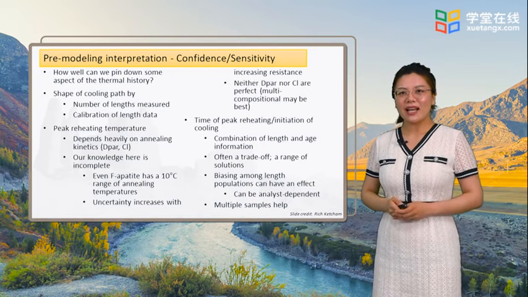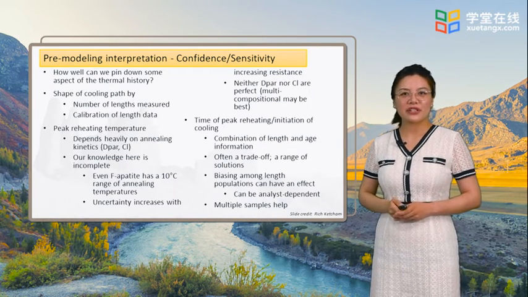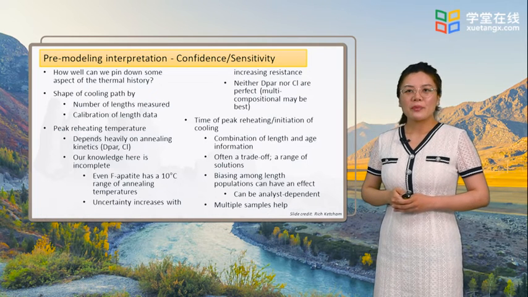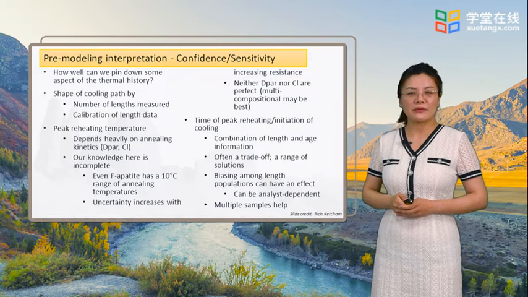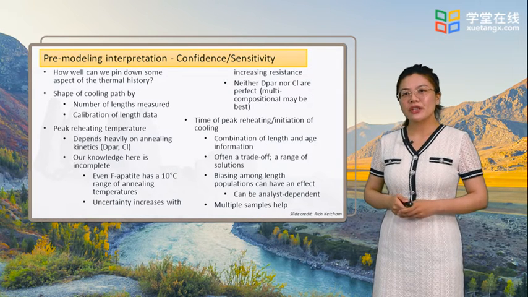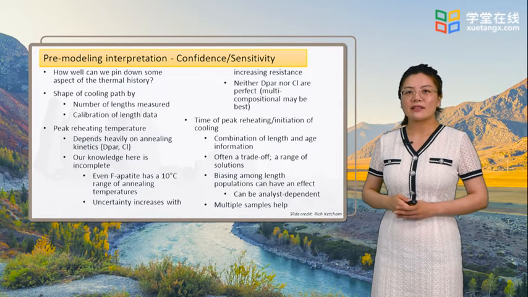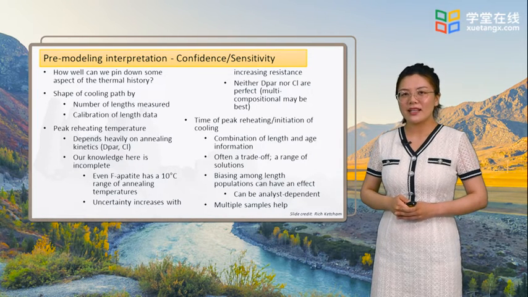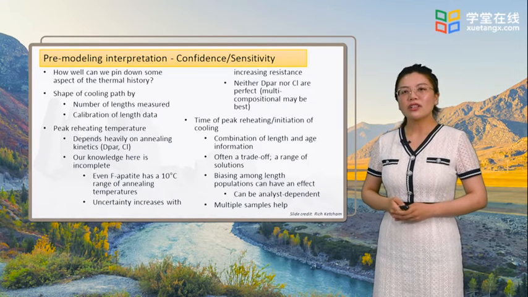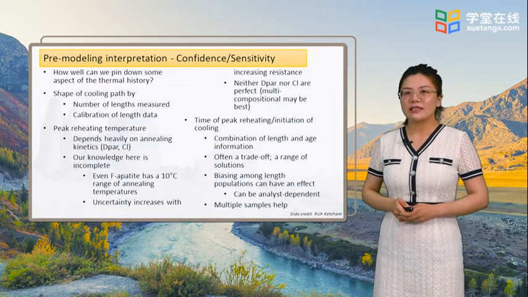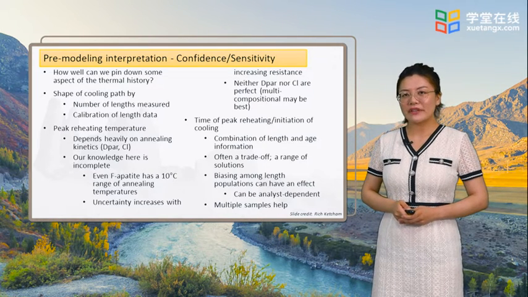How well can we pin down some aspect of the thermal history? That is the key for temperature modeling. The shape of the cooling path, for instance, can be constrained by the number of track lengths measured. Calibration of length data: peak reheating temperature depends heavily on annealing kinetics, such as Dpar and chlorine content. And our knowledge here is incomplete, such that even fluorapatite has a 10 degrees centigrade range of annealing temperatures.